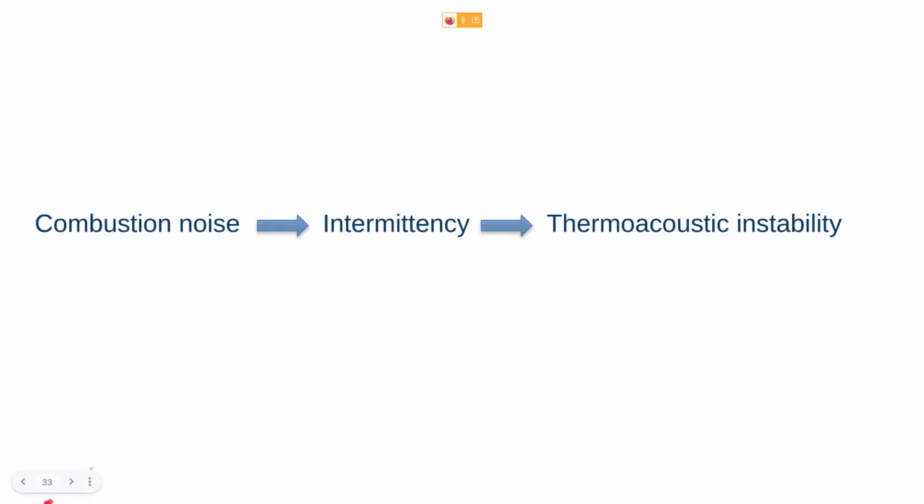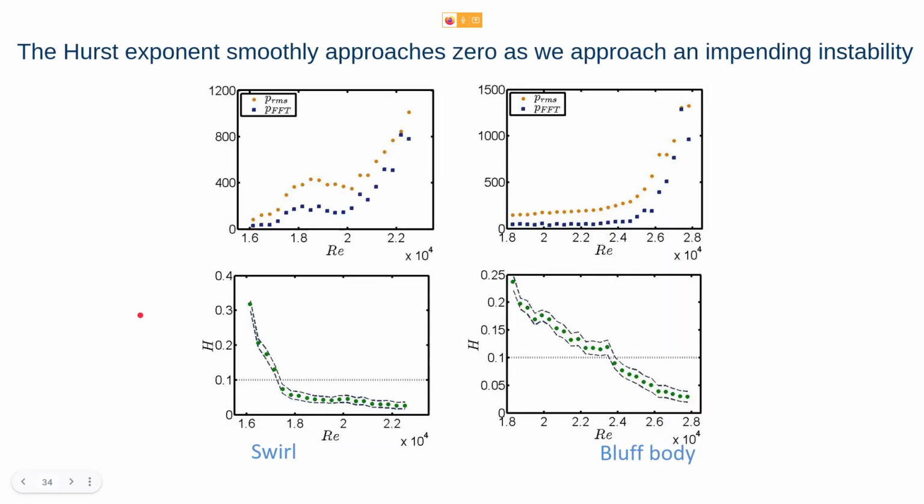Now, we saw that there is a transition from combustion noise to intermittency to thermoacoustic instability, and the Hurst exponent changes smoothly. If you see the first plot over here, it's plotted as Reynolds number versus the RMS of the pressure fluctuation, and if you look carefully, we can see that at lower values of Reynolds number, the system initially grows slowly, and the blue shows the FFT peak of the system.